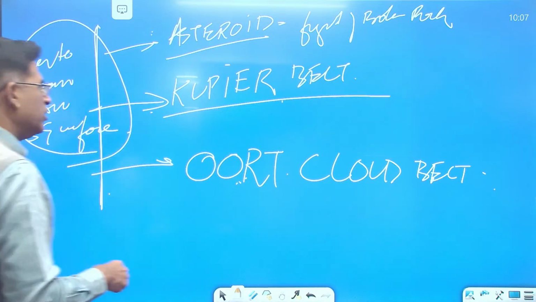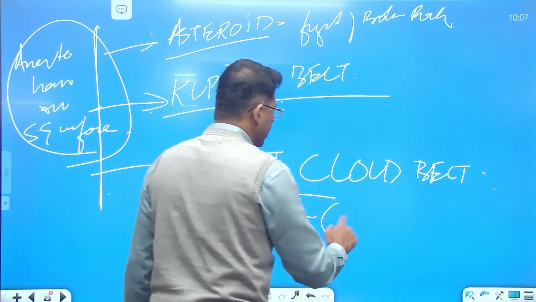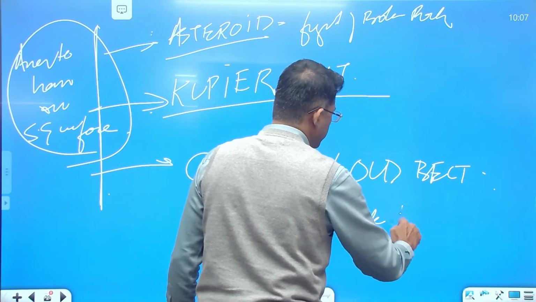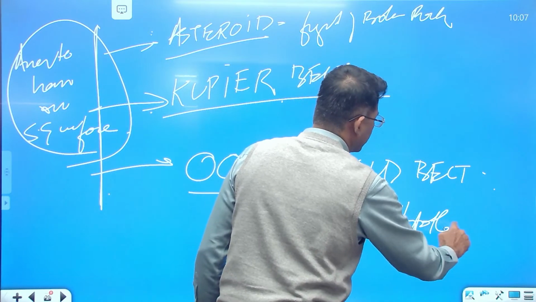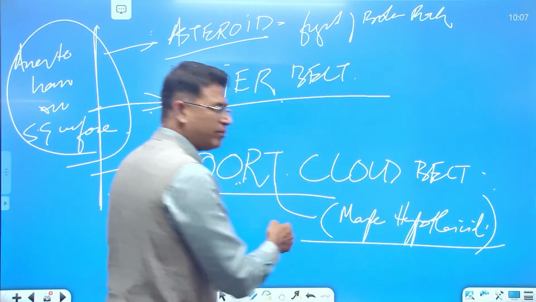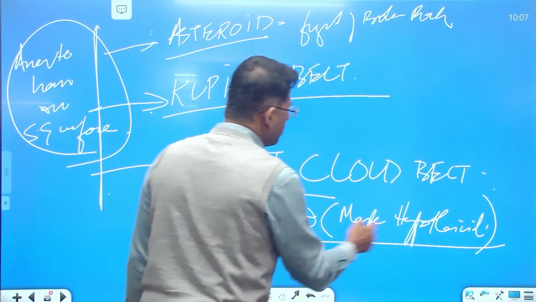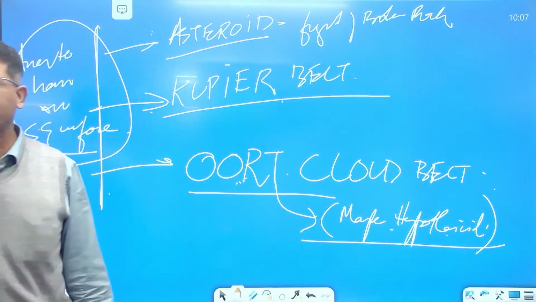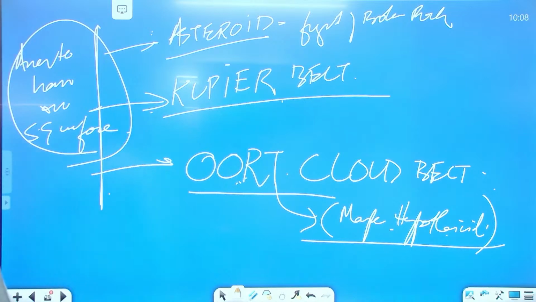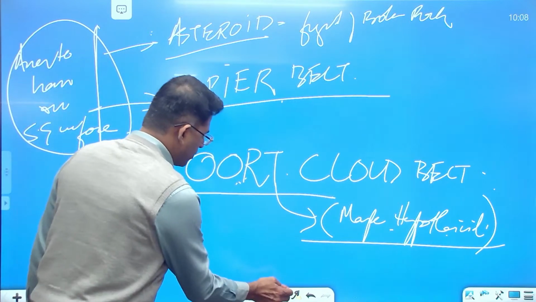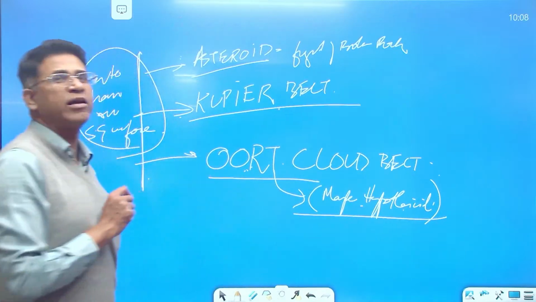But know this also, about the Oort cloud, some say it is maybe a hypothetical. Nobody has actually seen this. It's more of mathematical deductions. So some say that maybe the Oort cloud is more a hypothetical idea and it may not actually exist. Okay? Fine. So that's about these three terms: asteroids, Kuiper belt, and Oort cloud.